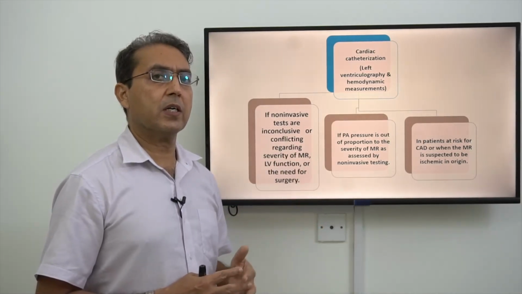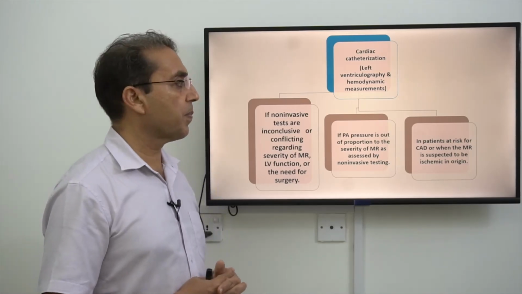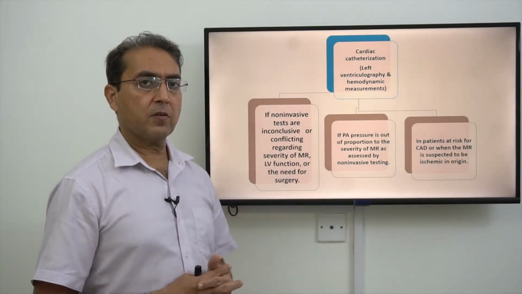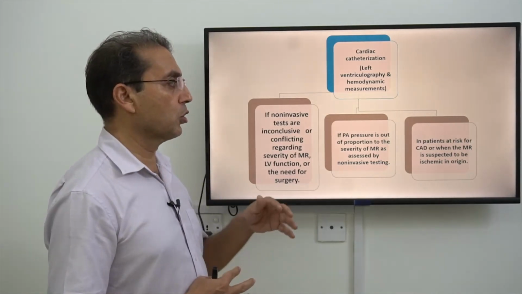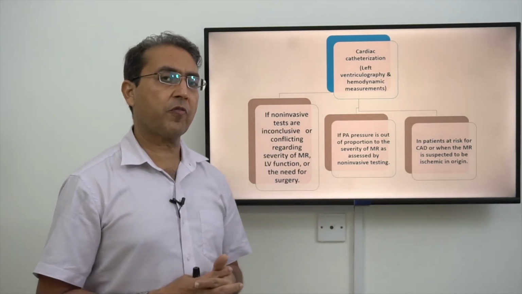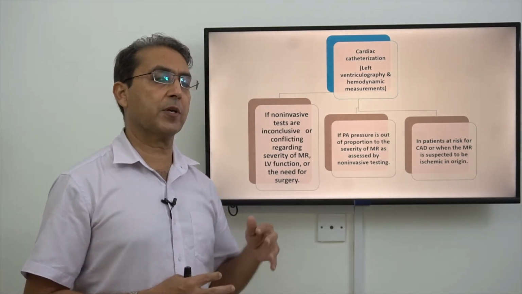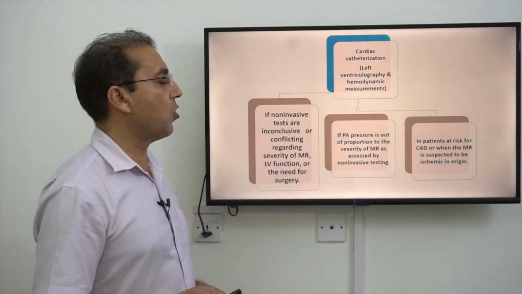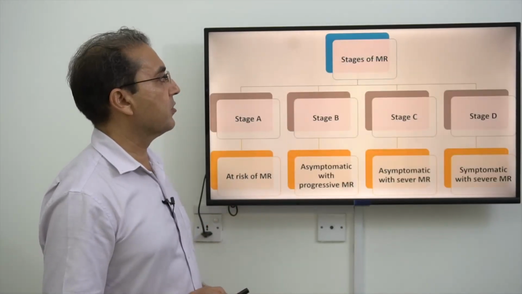For example, there may be associated idiopathic pulmonary hypertension. And in patients who are at risk for coronary artery disease, or those who are suspected of having mitral regurgitation because of ischemic heart disease, in these patients we can go for these invasive studies.